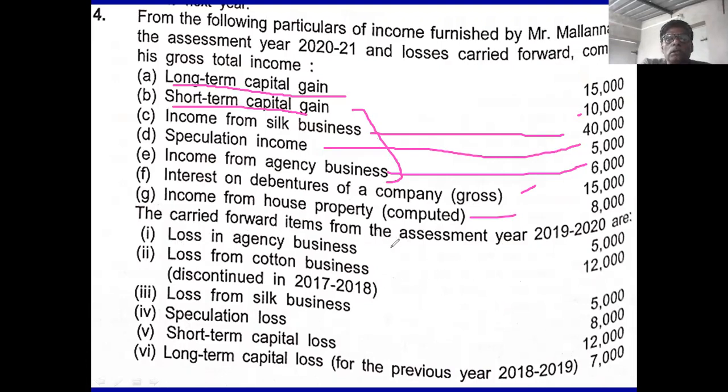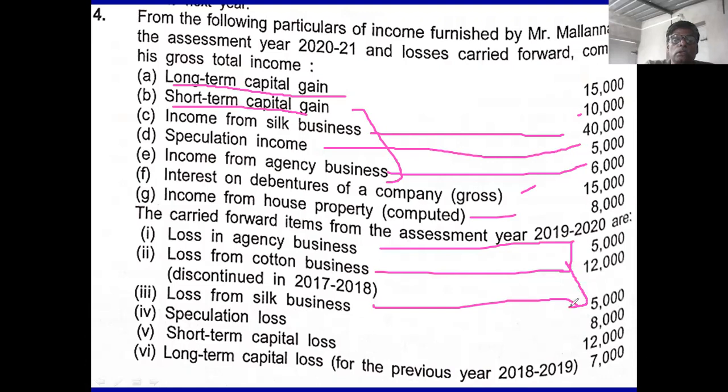First is loss in agency business, 5,000. Agency business loss is 5,000. You adjust it in business income. Loss in cotton business 12,000. You adjust it in business income. Loss from silk business is 5,000. This also you adjust in the business income. Then speculative loss 8,000.